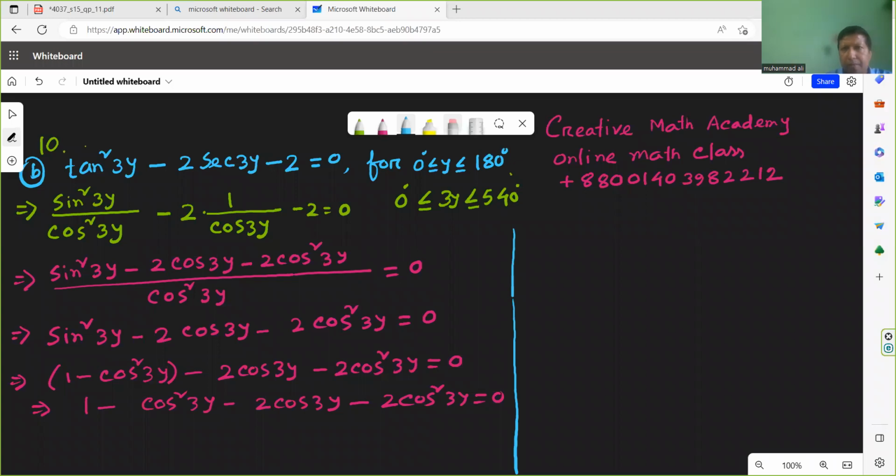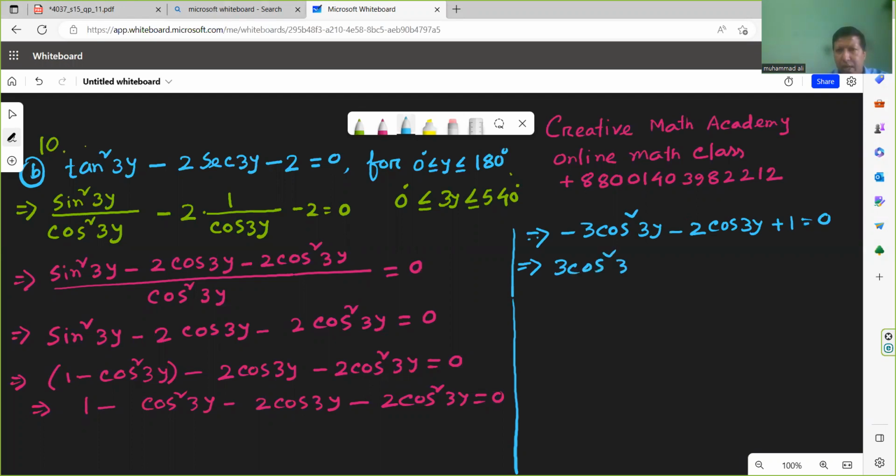Now, if we simplify here, we'll get minus 3 cos square 3y minus 2 cos 3y plus 1 equals 0. Now both sides we have to multiply by minus. We will get 3 cos square 3y plus 2 cos 3y minus 1 equals 0.